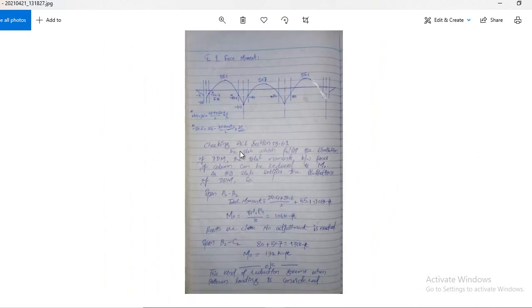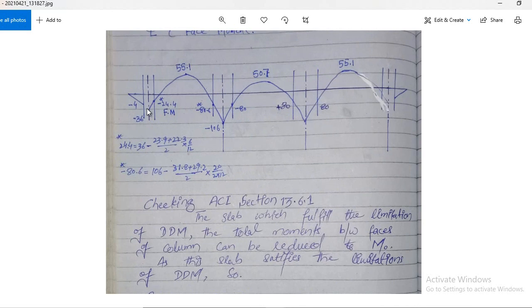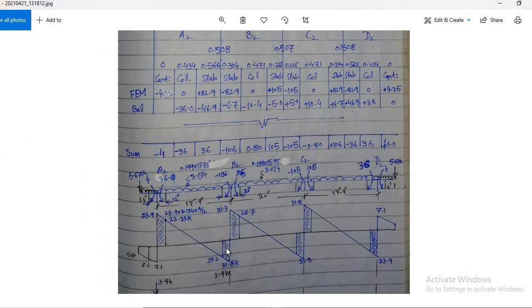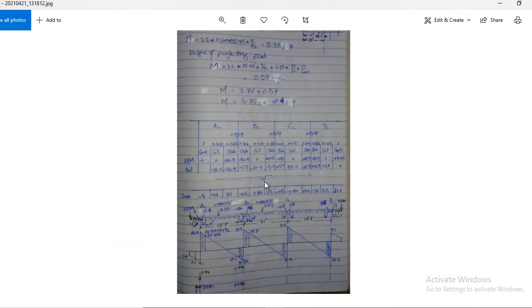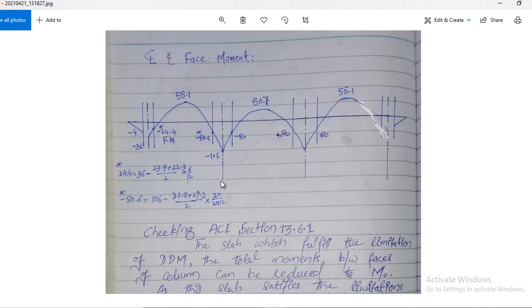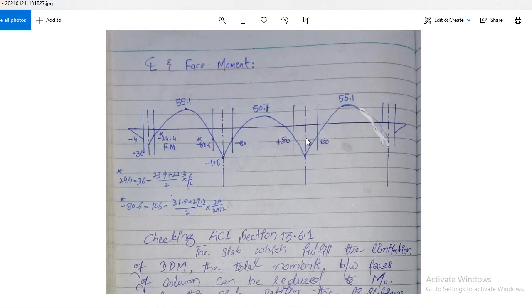You got the shear area, subtract that area from this centerline moment, and you get this one, 24.4. Similarly here, you have to find that shear area. How to find this one? This shear area is 29.2 plus 31.8 divided by 2, times this 6 inch distance. You get the shear area, subtract it from this moment, and you get the face moment, that is 80.6. Follow the same procedure and find all these face moments.